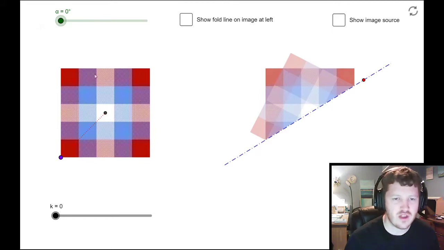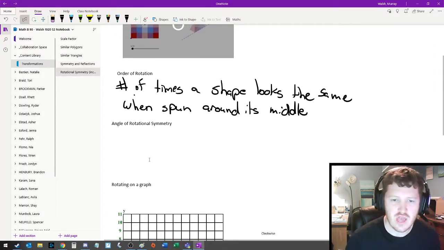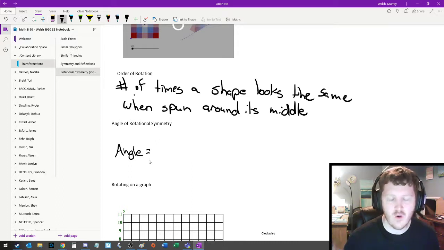How can we find that angle? It's related to the order of rotation. If we want to find the angle of rotational symmetry, it is always in equal parts with rotational symmetry. So what we do is we take 360, our full circle, and we divide it by our order of rotation.